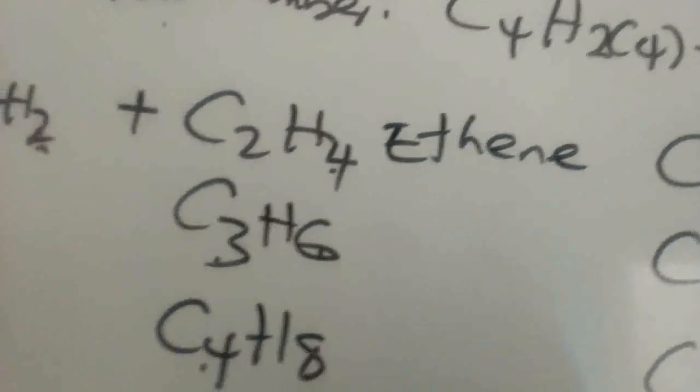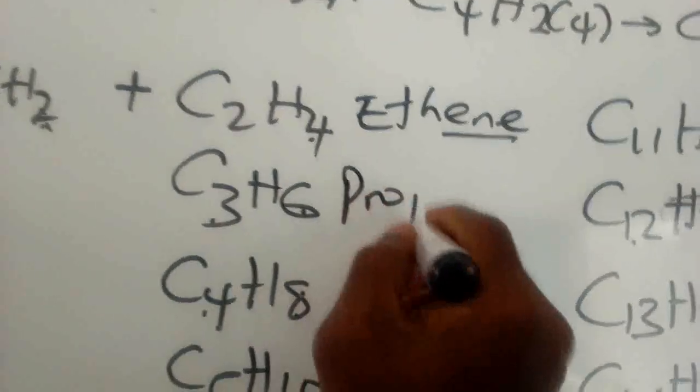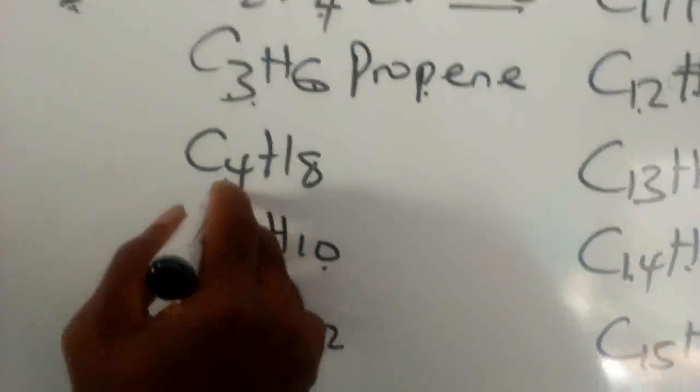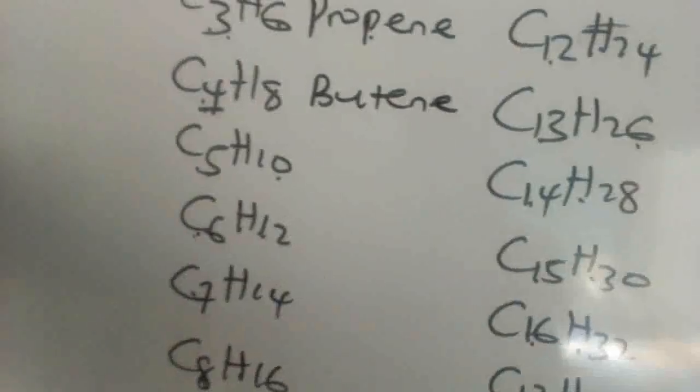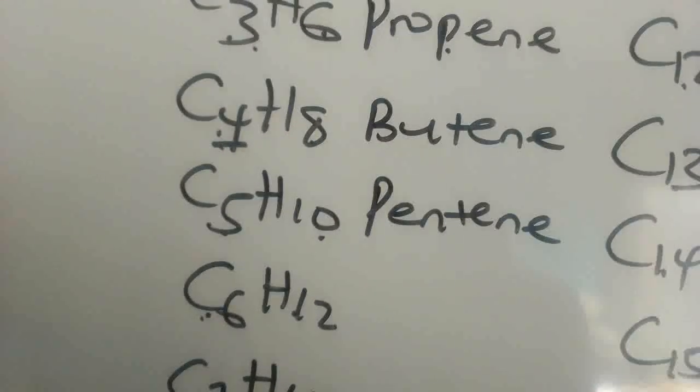Alkenes will end with E and E. The next one will be called propene. Propane changes to propene. The alkane that has 4 is called butane. This one is now called butene. The alkane that has 5 is called pentane. It's called pentene, like pentagon. This is pentene now.